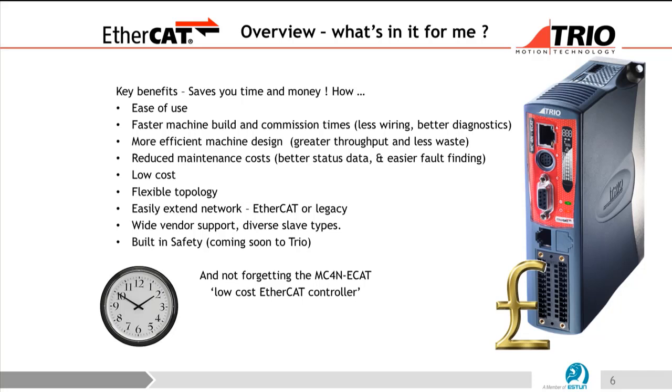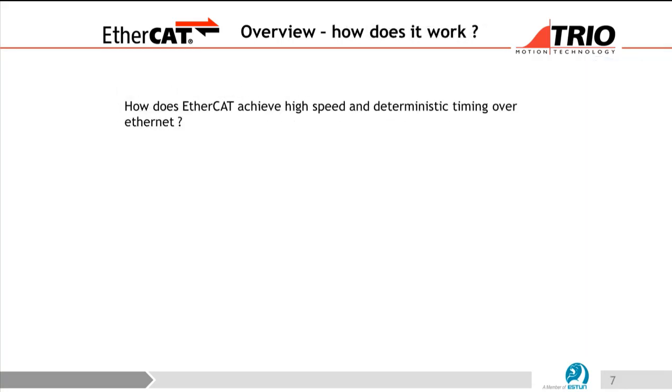Yeah, this slide needs to be updated. So the 4N is no longer, it will be obsolete next year. It's replaced with the 6N, which is more powerful. The 4N was sort of the first generation EtherCAT controller that Trio came up with.